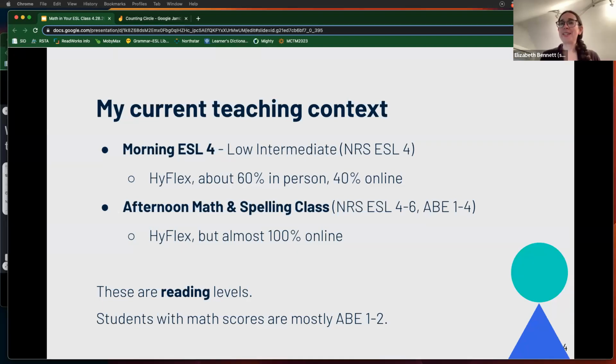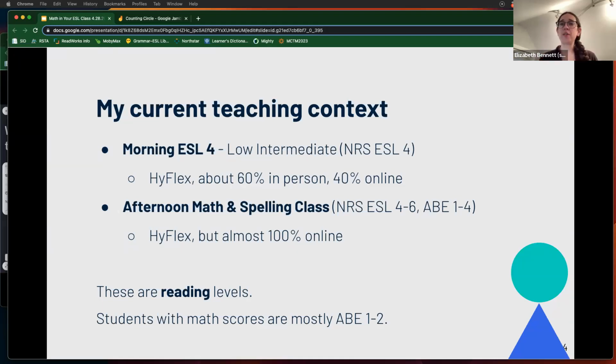I also have this kind of weird math and spelling class that I teach in the afternoons. It's kind of an elective class. It's all English language learners who chose to take that class as an add-on to their regular English class. It's HyFlex, but the reality is it's almost 100% online. Most of my students attend online, and maybe I'll just have one or two in the classroom with me on some days.